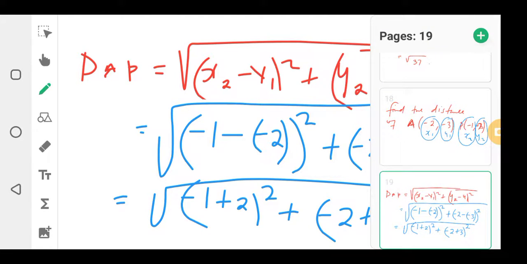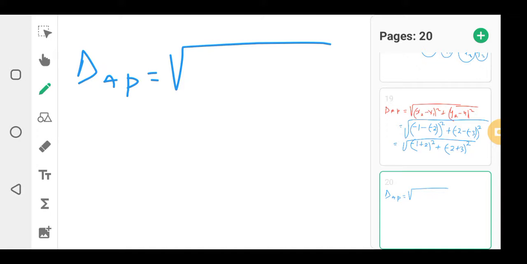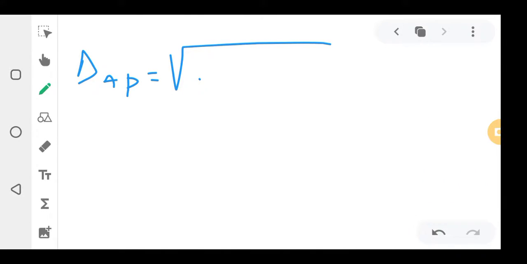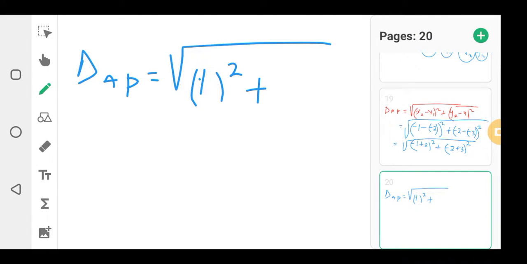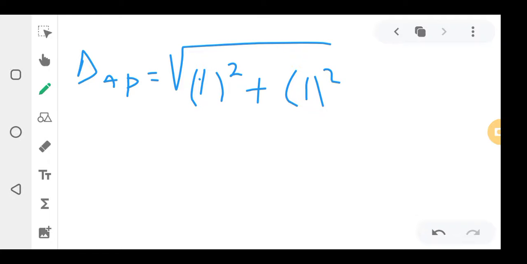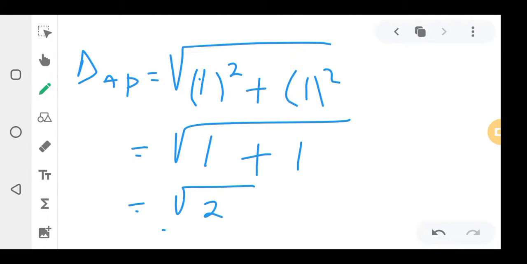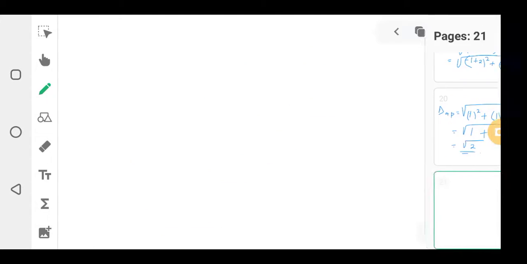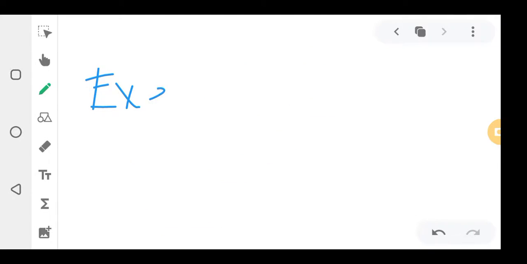Then as you proceed, the distance of AP is going to be equal to the square root of negative 2 plus 1 plus 2, which is actually 1 squared, plus negative 2 plus 3, which is actually 1 again squared. So 1 squared means 1 times 1, plus 1 times 1, which is 1, equal to the square root of 2, and I'll just stop there. That's how you solve this type of questions, guys. That's just an eye opener, and then the exercise is as follows. So you solve this exercise.